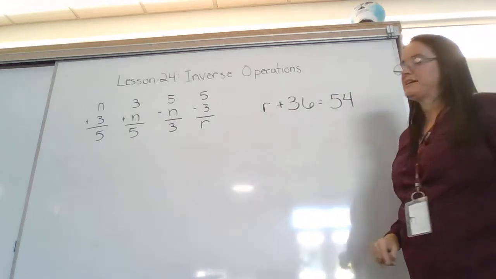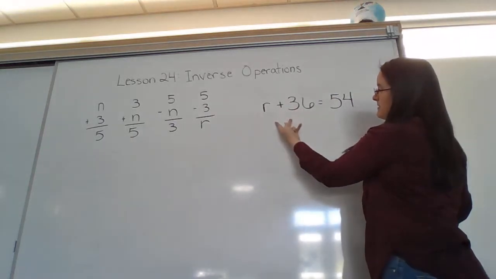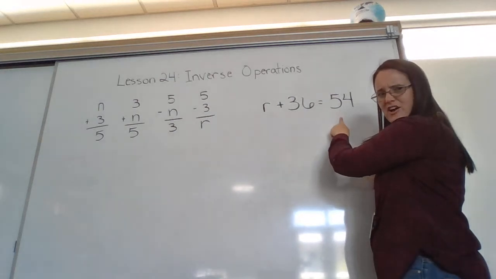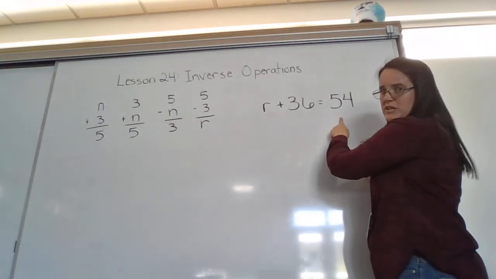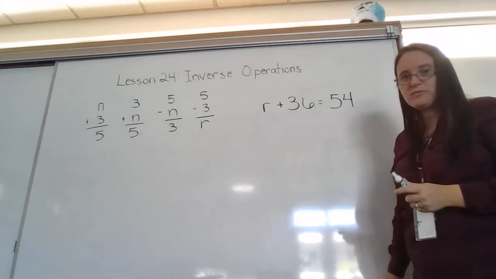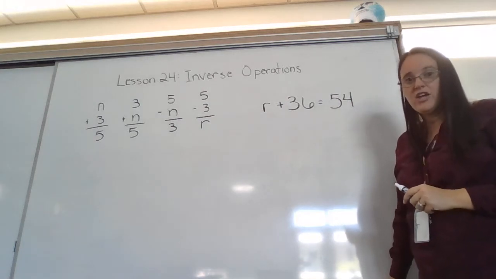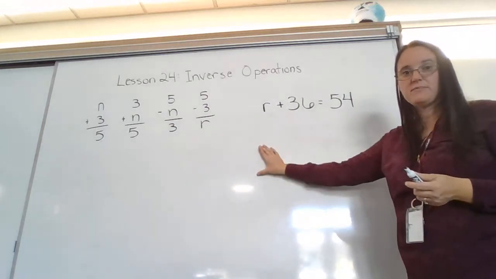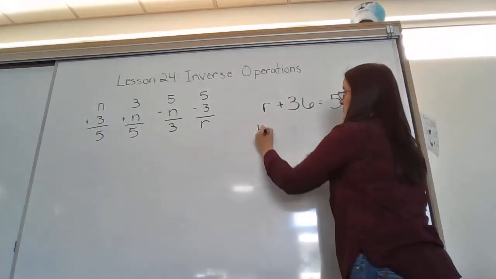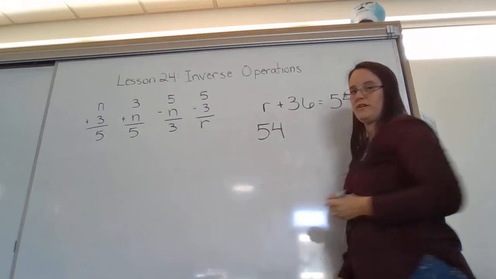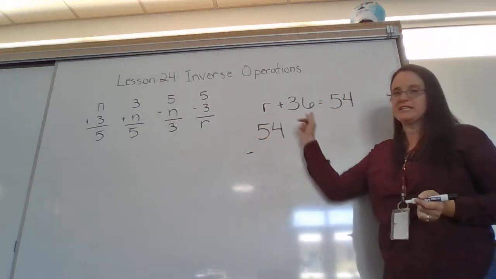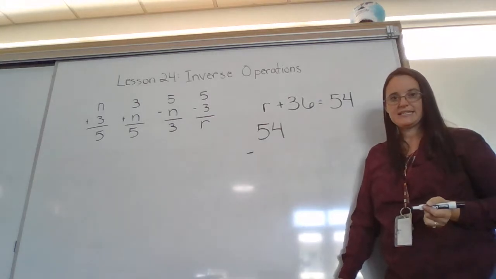So I can think to myself, I can flip-flop these. 36 plus R equals 54. Will that help me find R? No. So I'm going to have to do a subtraction problem to find R. So in a subtraction problem, my big number goes at the beginning. So I'm just going to start by writing 54. Do I want to subtract R, or do I want to subtract 36?